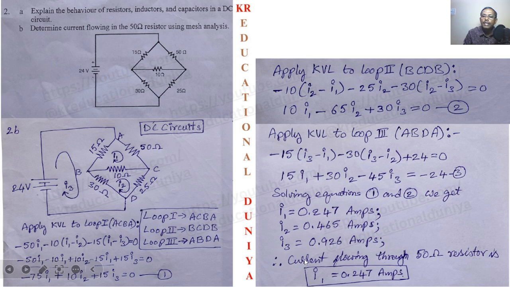So they are asking for the current flowing in the 50 ohms resistor. What current is flowing in the 50 ohms resistor? Only the I1 current. So I1 equals 0.247 amps. This is the answer.